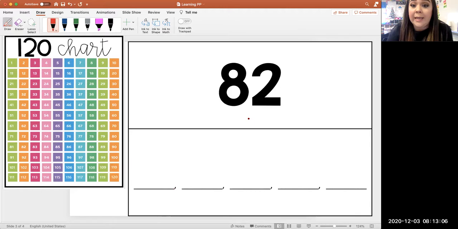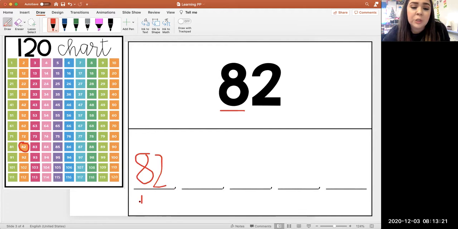Ready? So 82. I know that I have an 8 in my tens place. So let me find 82 on my 120 chart. Boom, right there. I want to count forwards. So I'm adding a 10. My first number is 82 because that's what I'm given. Let's do 8 plus 1. Oh my gosh, that looks awful. Hold on. 8 plus 1. So because I'm adding, that means I'm going down on my 120 chart.